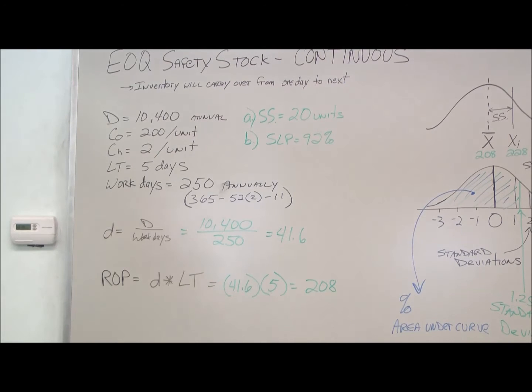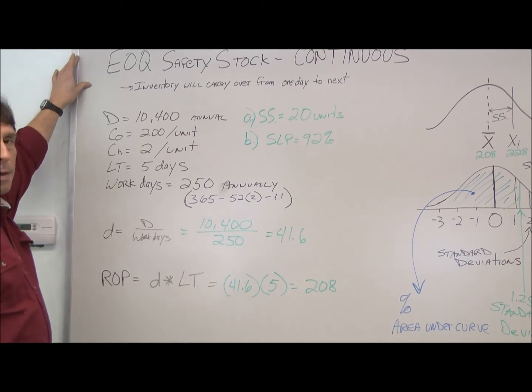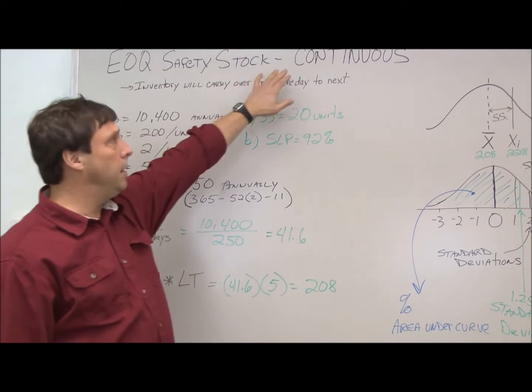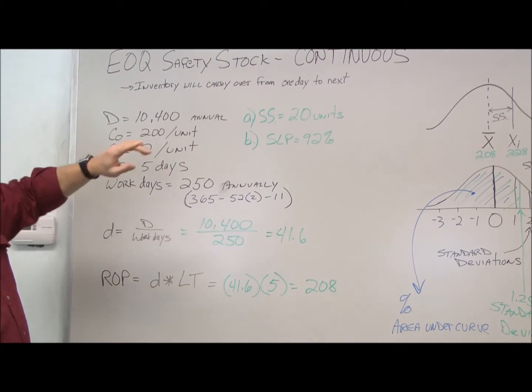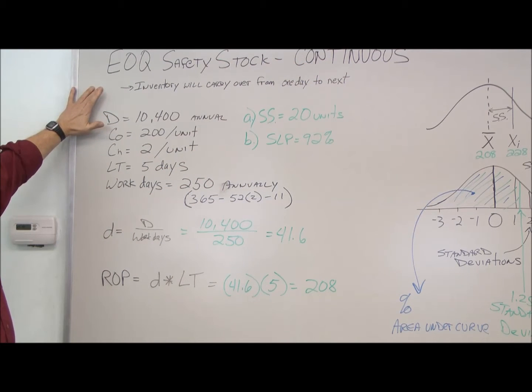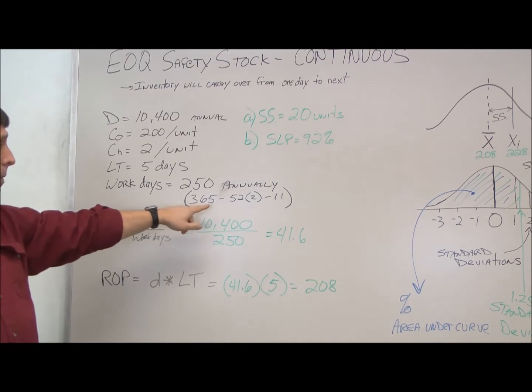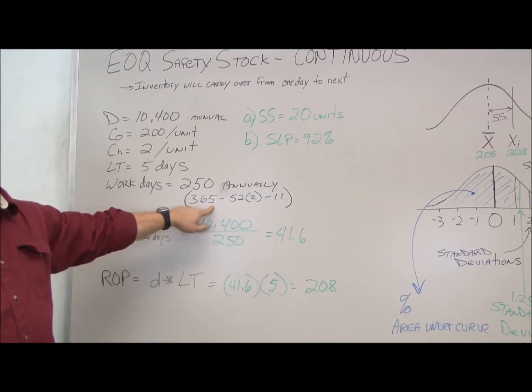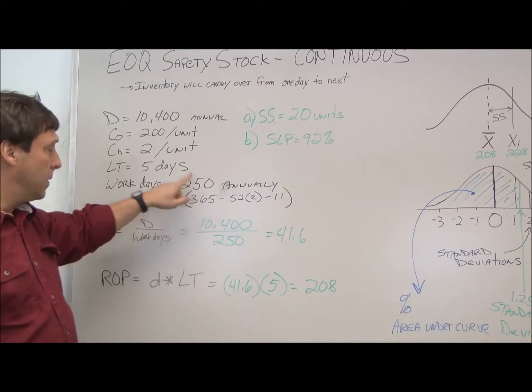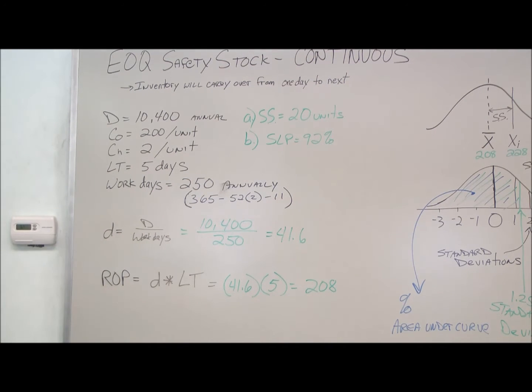We're going to take a look at EOQ safety stock. The first one we're going to look at is continuous, meaning that inventory will carry over from one period to the next. All right, we have the given information: our annual demand, our lead time, and we're given that the work days are 250 days annually. Again, this basically says we're working Monday through Friday, and we have your typical 11 holidays off, so that's where we get the 250 from.